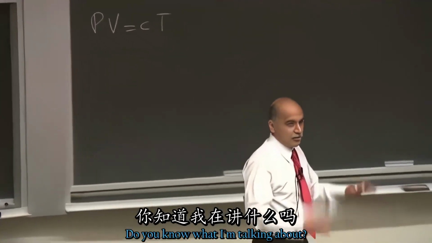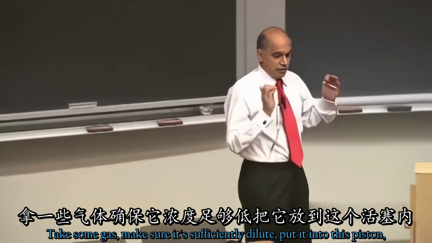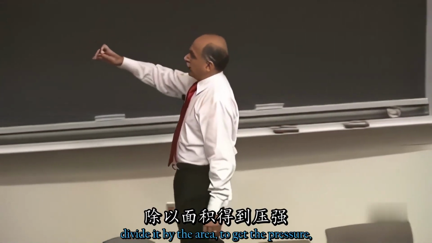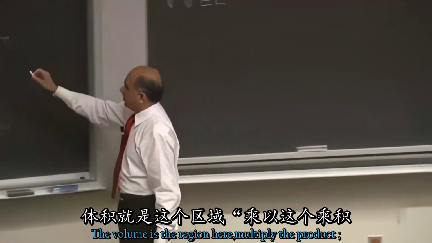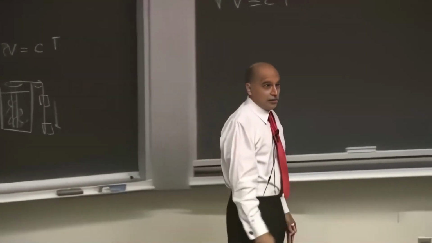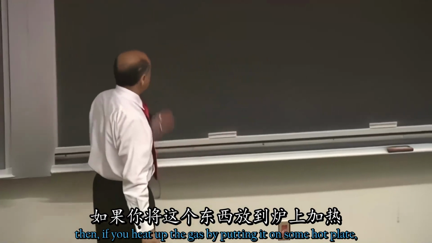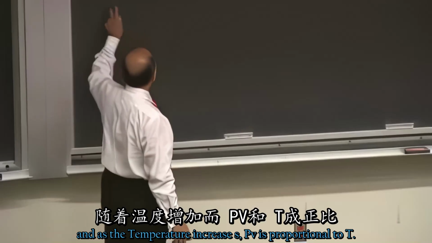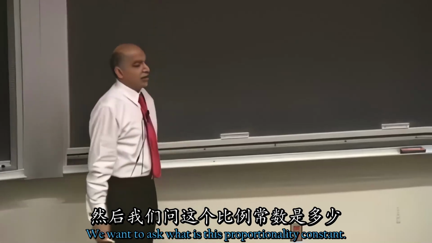Do you know what I'm talking about? Take some gas, make sure it's sufficiently dilute, put it into this piston, measure the weights on top of it, divide by the area to get the pressure. That's the pressure. That's the volume. The volume is the region here. Multiply the product. Then, if you heat up the gas by putting it on some hot plate, you will find the product PV increases. And as the temperature increases, PV is proportional to T. We want to ask, what is this proportionality constant?